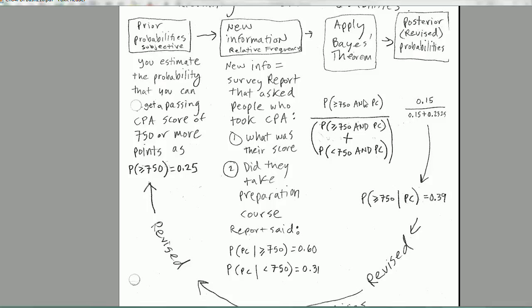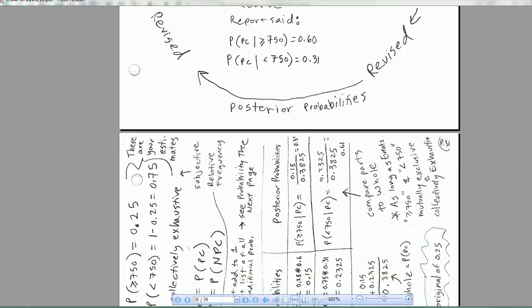We have an "and" in the top, greater than or equal to 750 and took a prep course. And in the bottom, we have to add both of the "and" probabilities for our prep course. Either they got a passing score or they didn't. Once we do that, we will calculate the probability that we got a passing score given that we took a prep course, and it's 0.39. That's quite a bit higher than this 0.25. So we got new information, we applied Bayes, and got a revised probability. Now let's go to the next sheet and see how to do this.